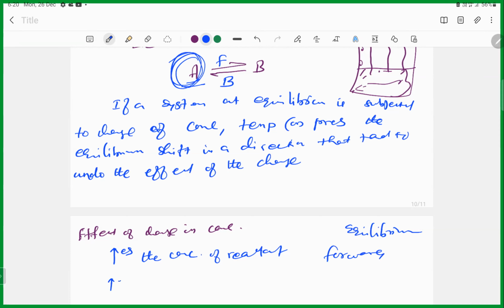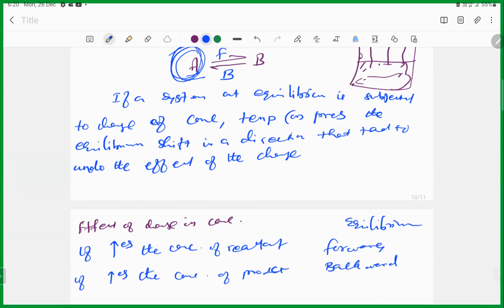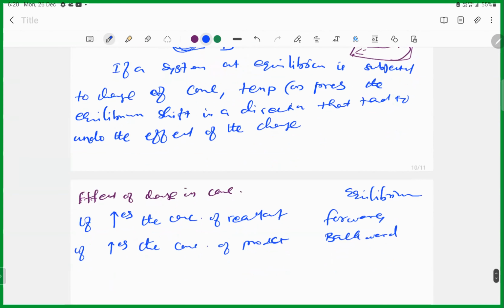Suppose you increase the concentration of product, then the backward reaction is taking place.